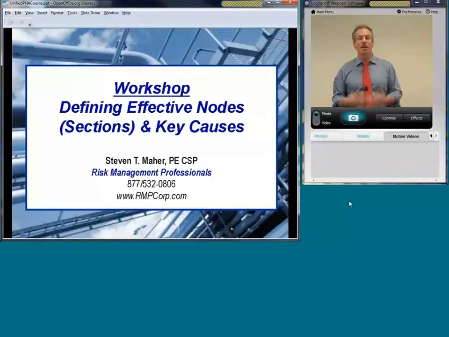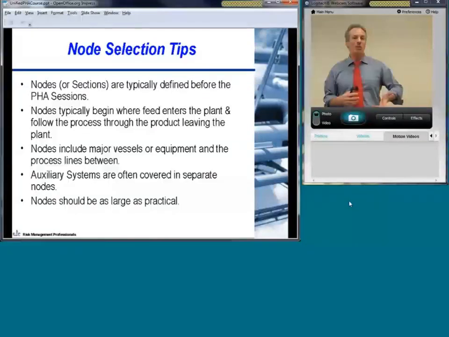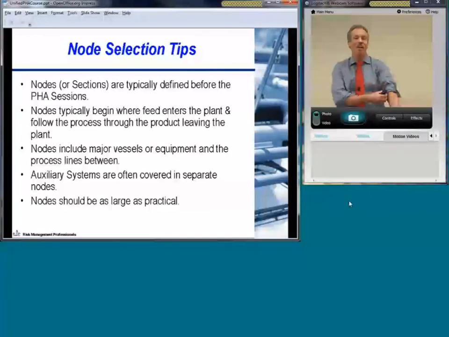Nodes, or the sections that you put together, are typically defined before the PHA sessions. I have seen cases where the facilitator walks into a HAZOP study with a blank sheet of paper and then talks to the team and says, "Oh, let's start defining our nodes." That basically blows the better part of a day, and it's very ineffective. It goes around in circles.